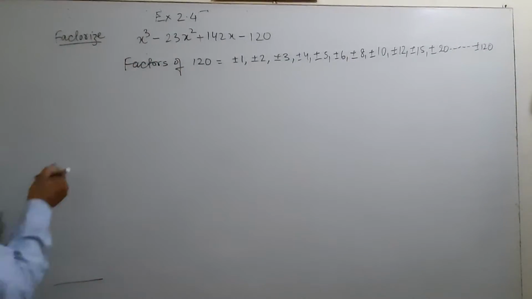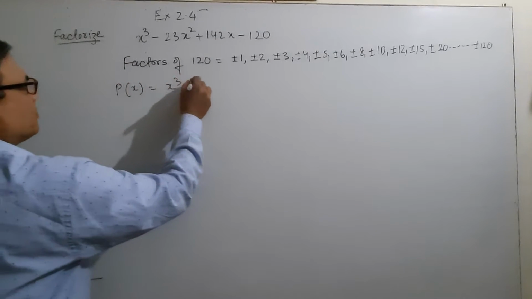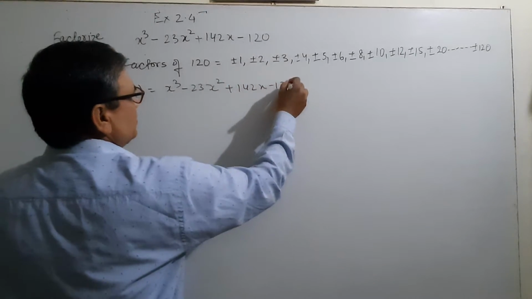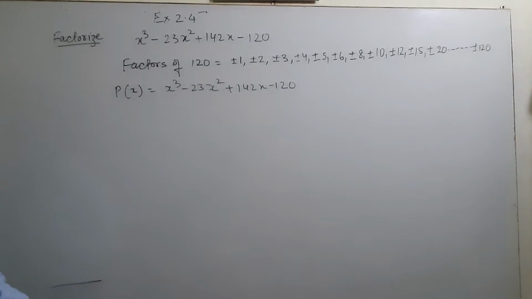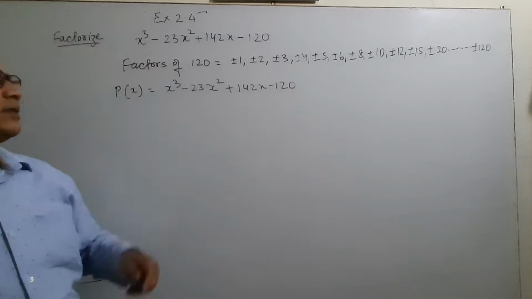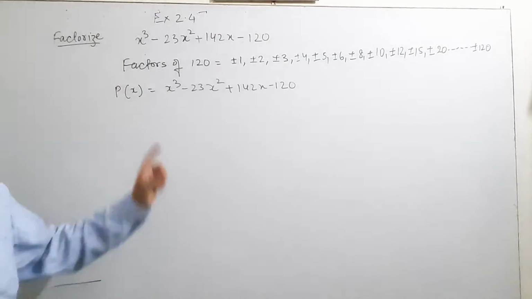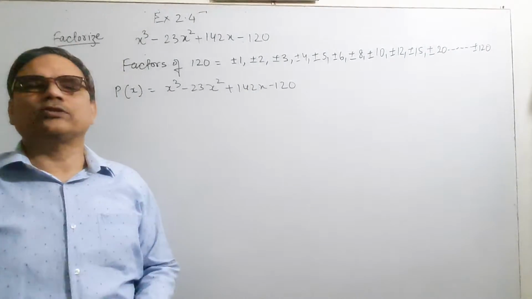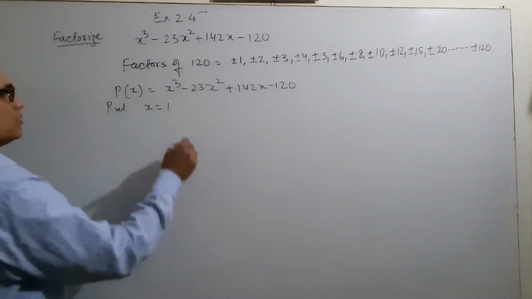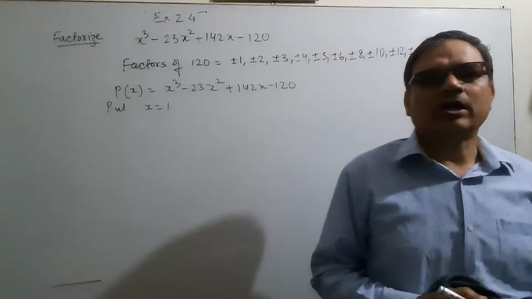And after that, we write Px is equal to x cube minus 23x square plus 142x minus 120. And now start to put the value of x from here. Here the signs are negative, so try to put x is equal to 1. Put x is equal to 1. We have to start from 1.